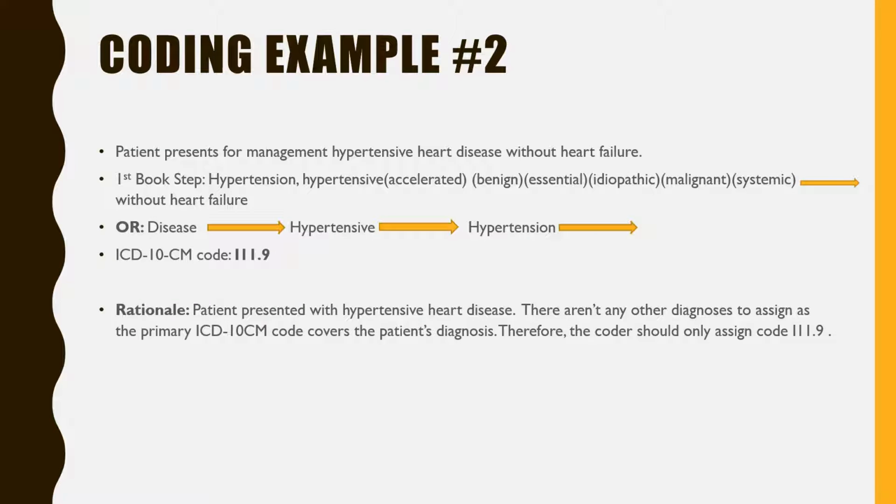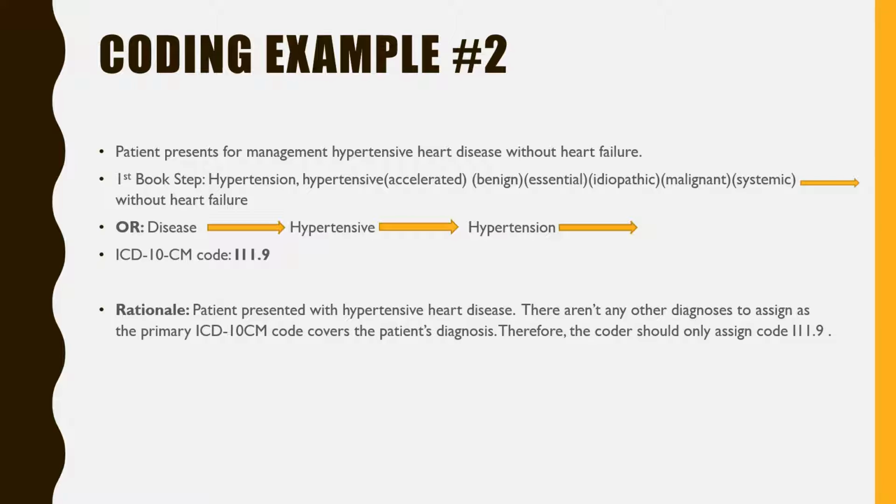In our second coding example, we have a patient who presents for management of hypertensive heart disease without heart failure. In our first book step, we're going to go to hypertension in our index, and again it gives us the different descriptions or diagnoses that fall under hypertension. The patient doesn't have heart failure. We can still apply that other optional approach, starting with disease and then drilling down to hypertensive and then hypertension, which puts us back at our original book step. So our ICD-10-CM code should be I11.9.